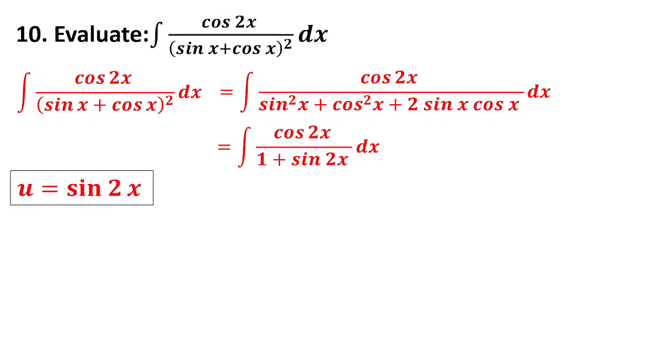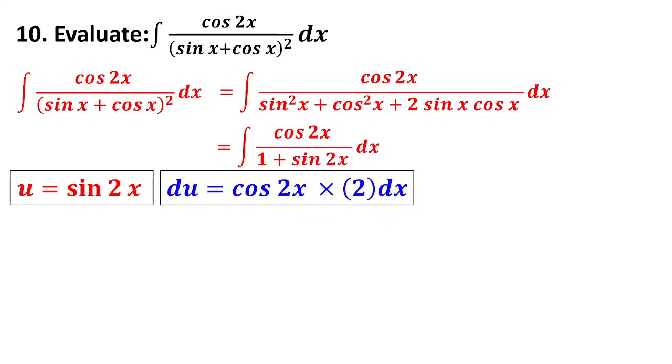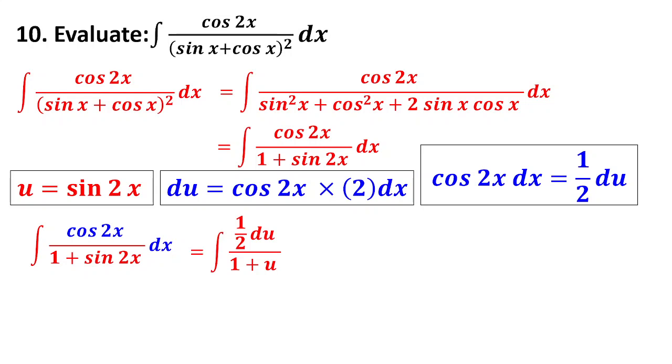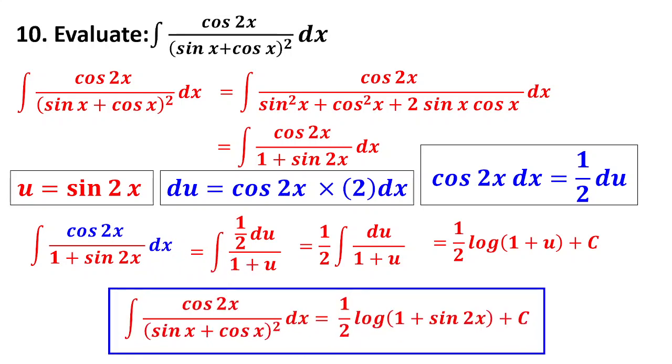Now you are visualizing here that the numerator contains the differentiation of sin 2x, where I am taking u as sin 2x, du as cos 2x into differentiation of 2x, which is 2. But I am having only cos 2x dx in the numerator, where it is half du. Don't forget that constant. So I am substituting half du by 1 plus u. Now half into du upon 1 plus u. It is log of 1 plus u. The coefficient of u is 1, therefore no need to worry about it. Now what is the procedure? Substitute, integrate, resubstitute. Therefore the answer is half of log 1 plus sin 2x plus c.